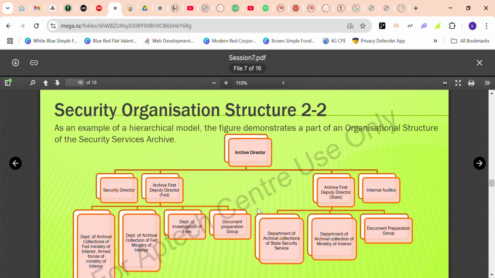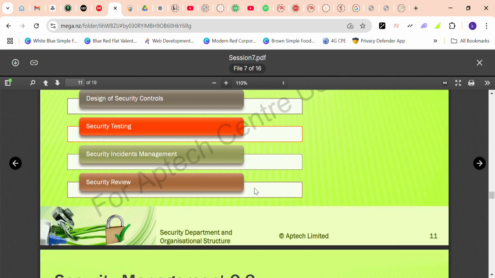And the department active first deputy director, and the internal audit. The active first deputy director is the one that came first, which is the auditor. So you also have the department of archive collection of the state security service, the department of archival collection of the ministry of interior, and then the documents preparation group. Those are the things we have in this area.